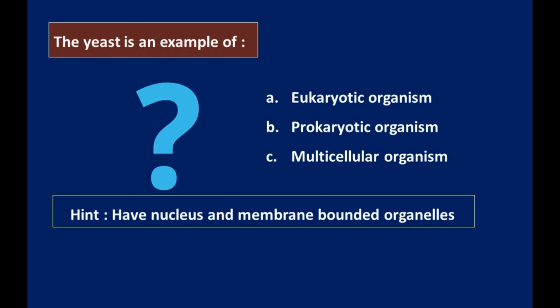East has nucleus and membrane bounded organelles. So nucleus and organelles are bounded with a membrane. So yeast is an example of eukaryotic organisms.